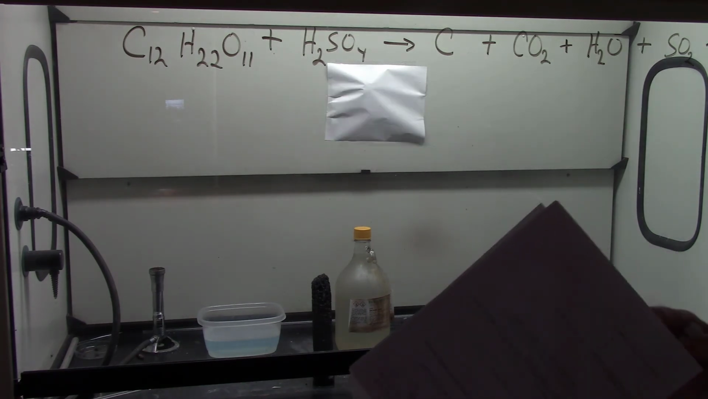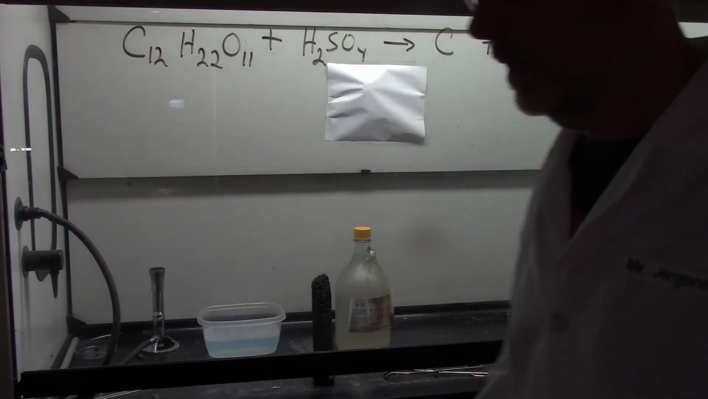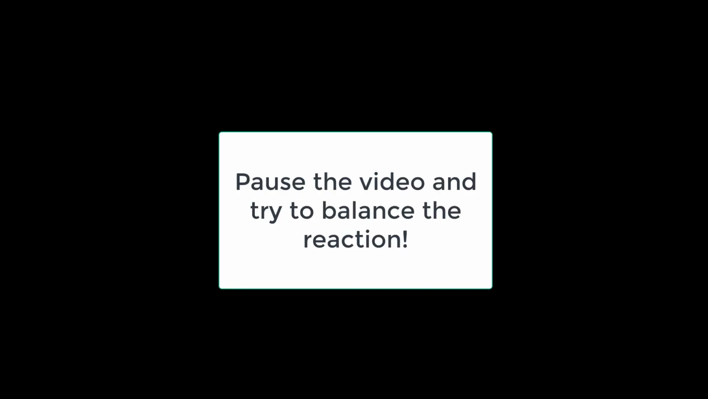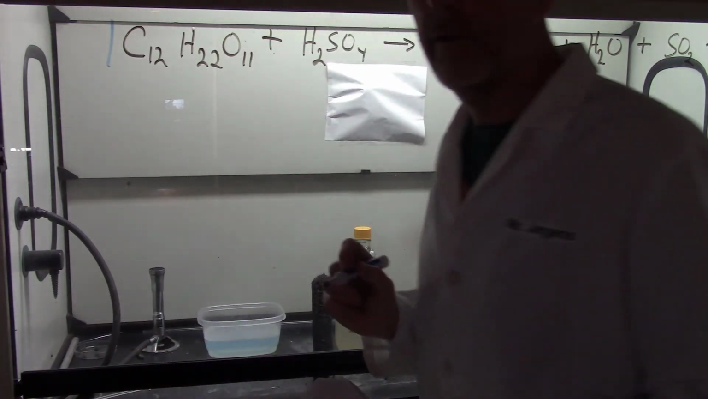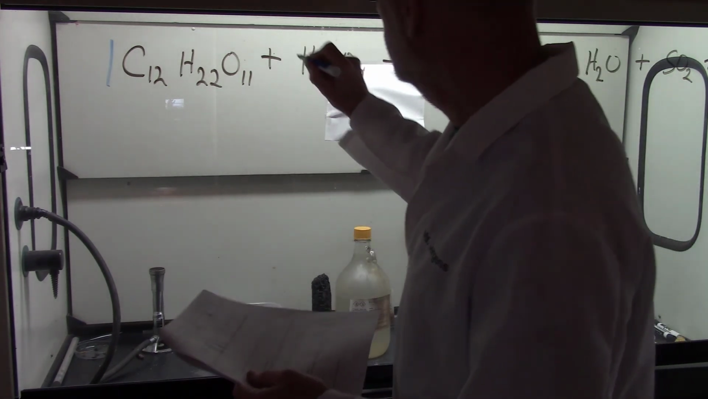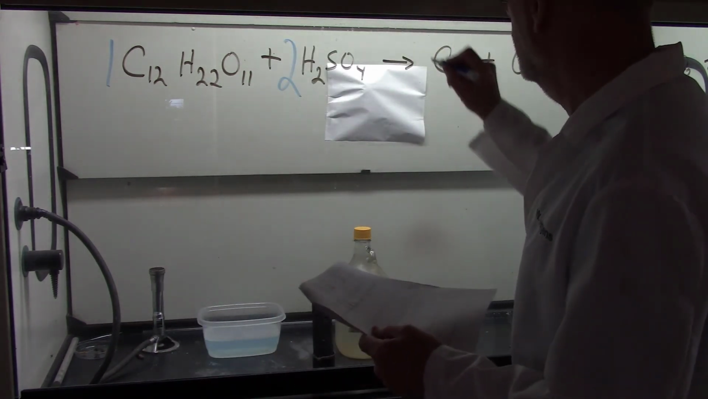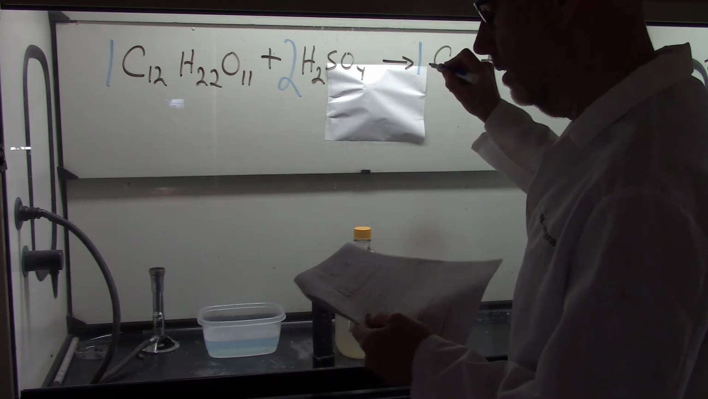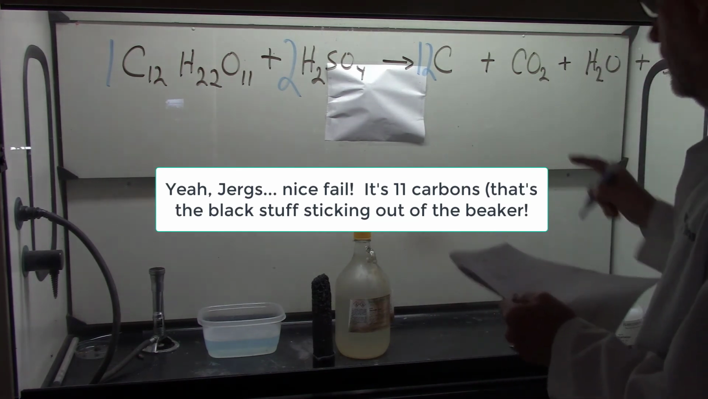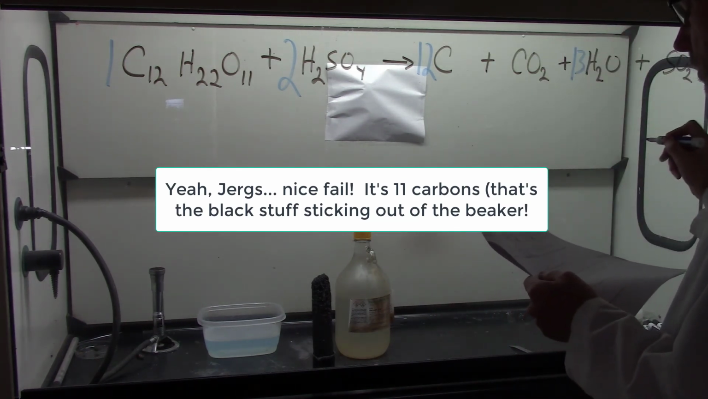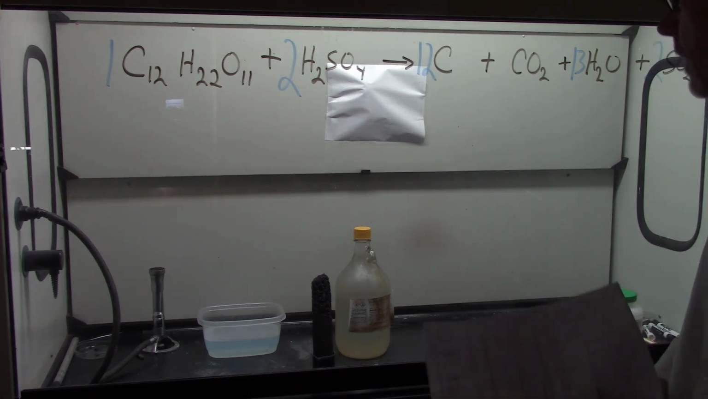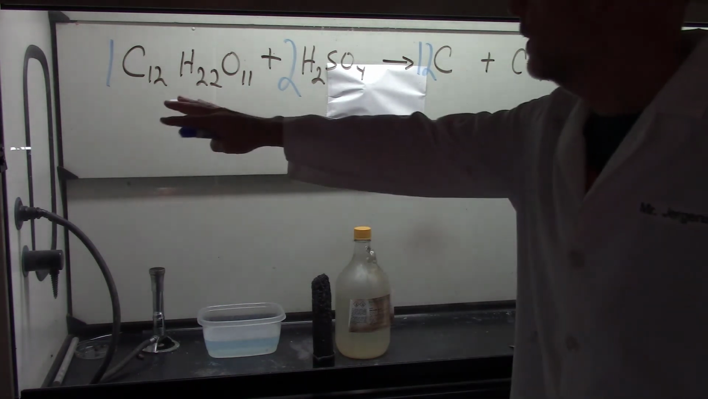All right, so it's time to balance this. So you should pause the video right now and try to balance this all by yourself. It takes a while. When you're done, you find that the coefficients are 1 sucrose, 2 sulfuric acids, 12 carbons, 1 carbon dioxide, 13 waters, 2 sulfur dioxides, and only 1 oxygen molecule that are made here. So this is crazy.